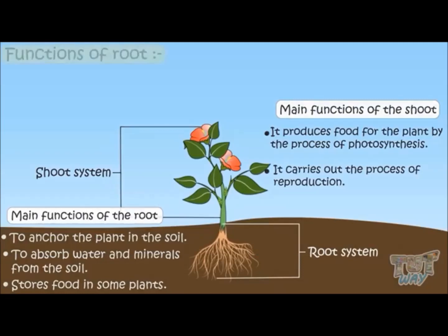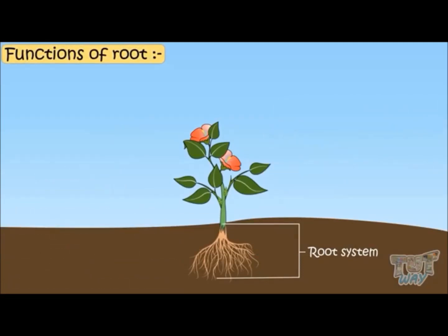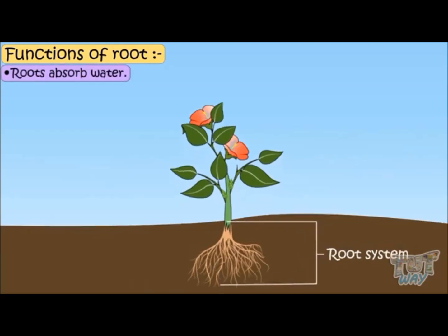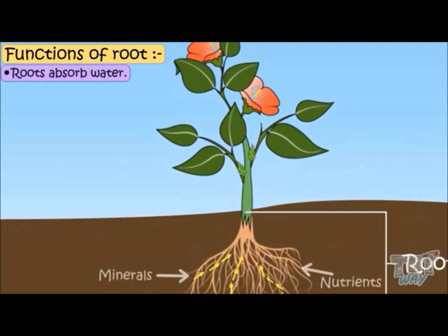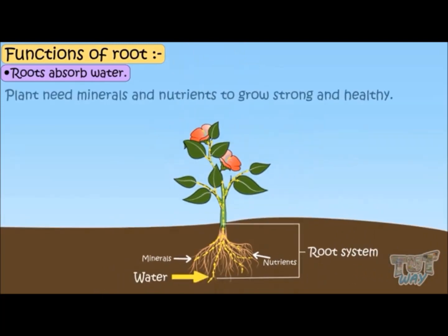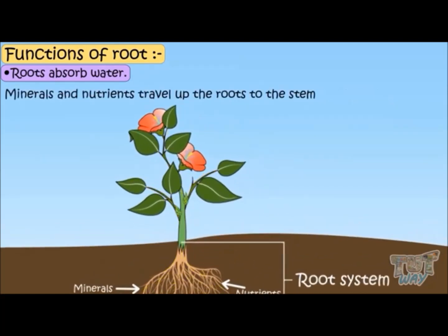Now let's learn the functions of roots in detail. Roots absorb water from the soil, which in turn provides the plants with nutrients and minerals. As we need food and water to live, in the same way plants need these minerals and nutrients to grow strong and healthy. Minerals and nutrients travel up the roots to the stem and different parts of the plant to provide nutrition to all parts of the plant.